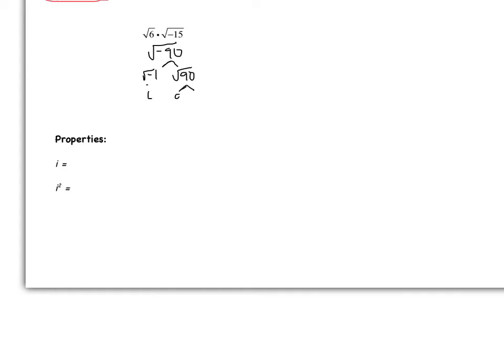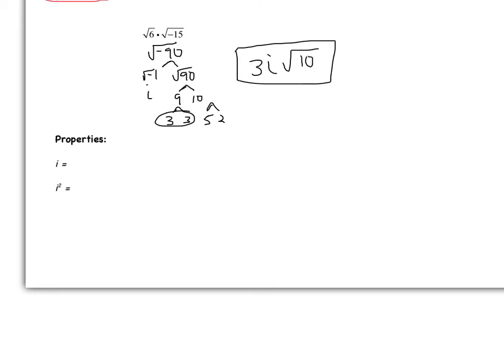90 is 9 and 10. 9 is 3 and 3. 10 is 5 and 2. So the 3's are the pair. The 5 and the 2 don't have a partner. So the 3i comes outside, and then the 5 and the 2 stay under the root, which is 10. So 3i root 10 is what you should have gotten. And you should be doing this without a calculator. I forgot to tell you that. So hopefully that one went well. If you have any issues with the previous two examples, please make sure you bring them to class.